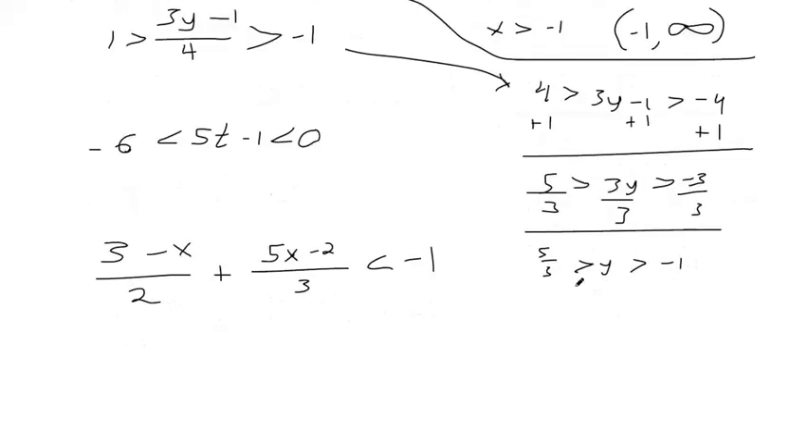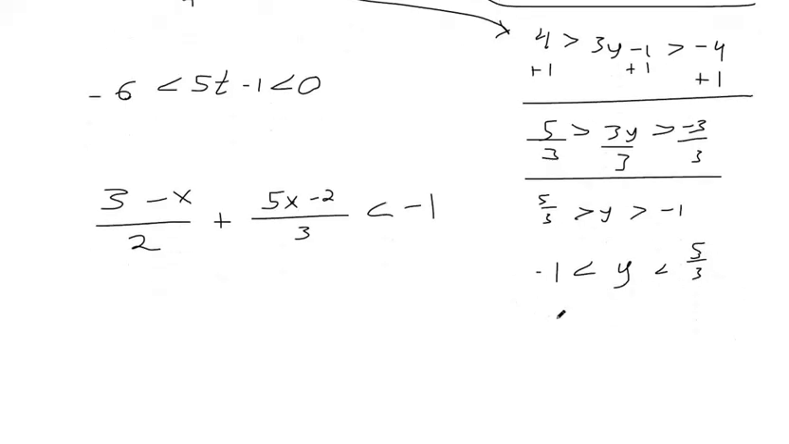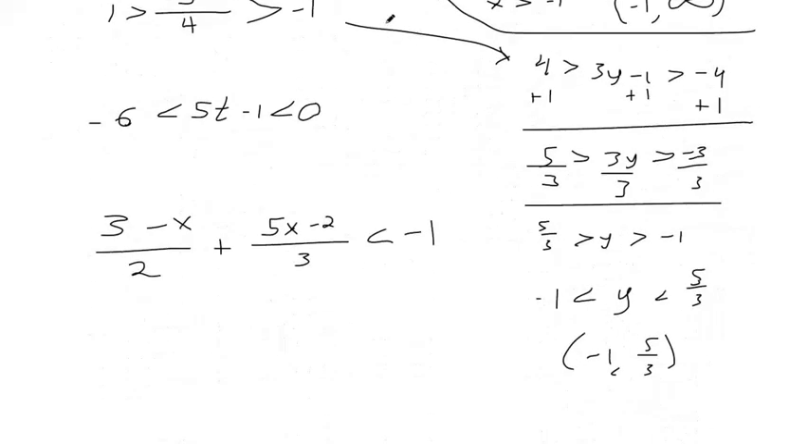Or equivalently, it's more conventional to go from least to greatest. You can switch it like this. Notice that I'm keeping the inequality symbols pointing in the same direction. So this is the right answer. And in interval notation, that's negative 1 to 5/3. Okay, so that's that one.